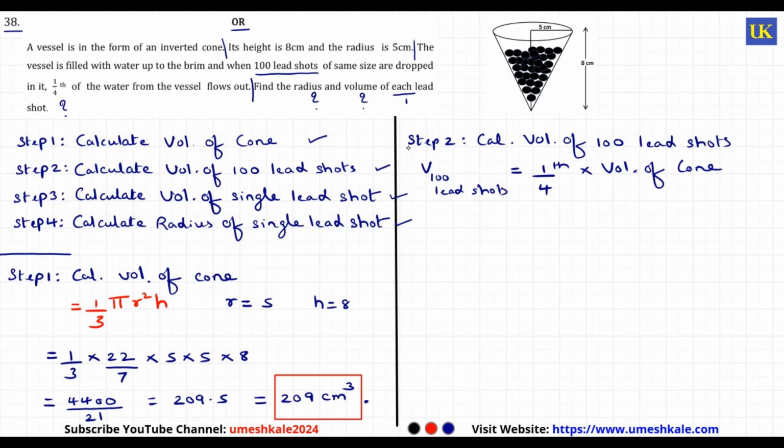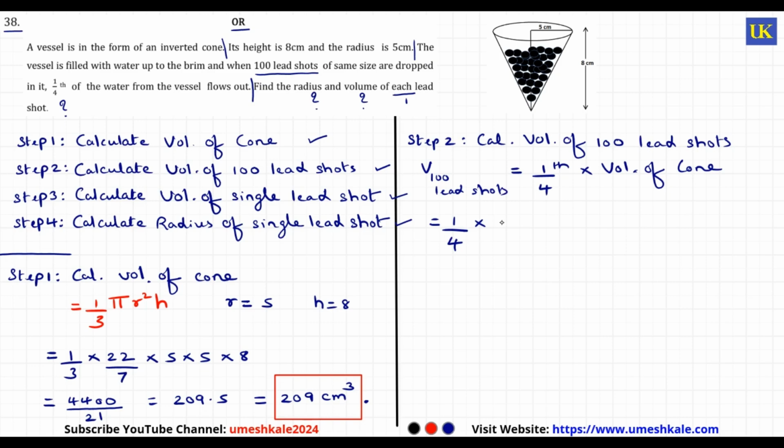So what is the meaning of that sentence? The volume of 100 lead shots will be equal to one fourth of the volume of water which will be present in the cone. So one fourth of the volume of cone. Now, what we'll do? So one fourth, so 1 by 4 into volume of cone.